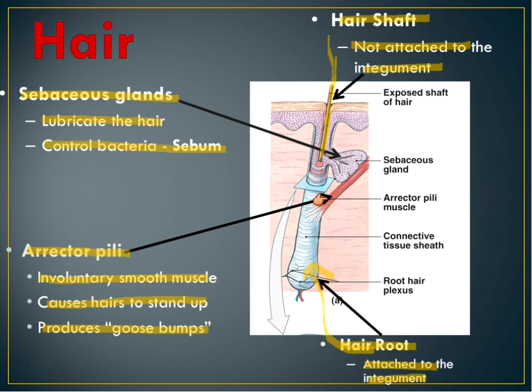This particular smooth muscle is what causes your hairs to stand up on end, or what produces goosebumps. When this muscle contracts, it produces goosebumps, and it's called the erector pili.